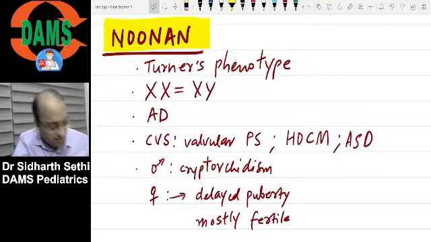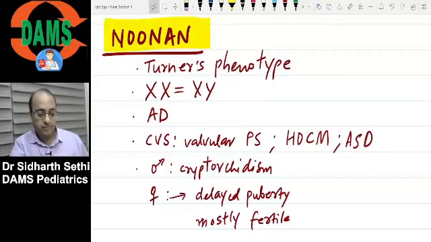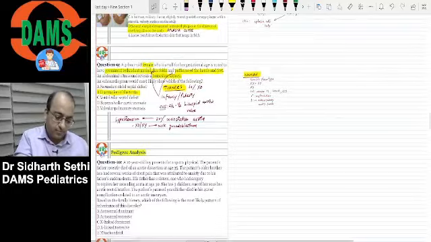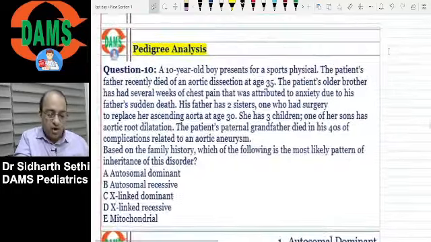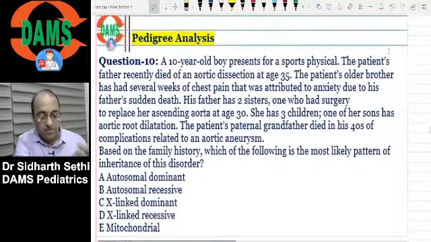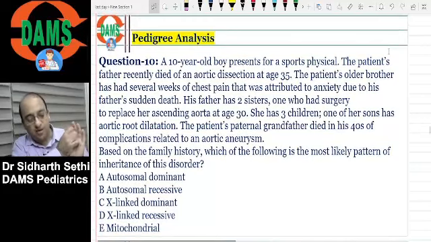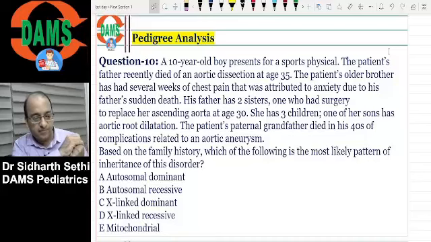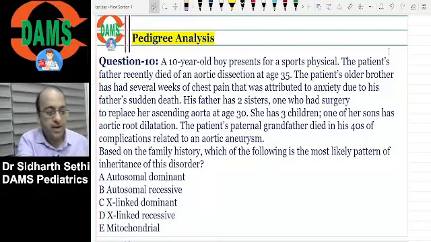Okay, can we go further? Let's go further. Now, the next few minutes we will dedicate to Mendel. We'll talk about some pedigree analysis. Okay, we'll show you some pedigrees and we'll do a pedigree analysis.